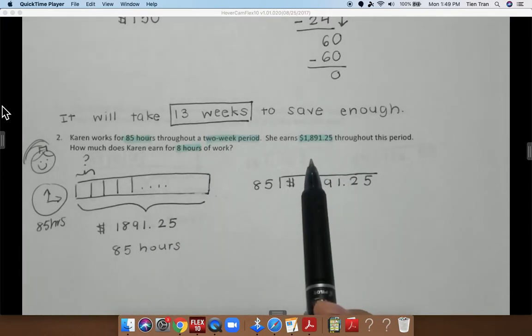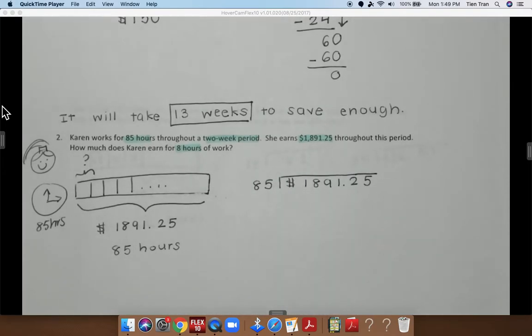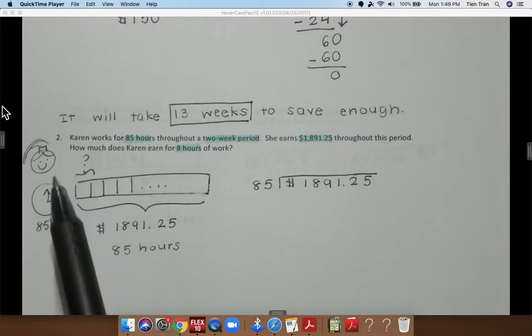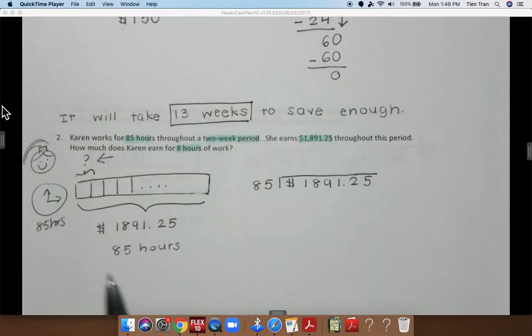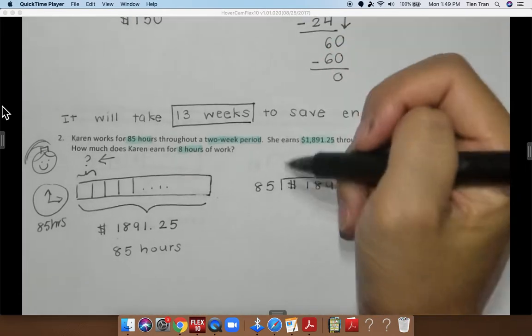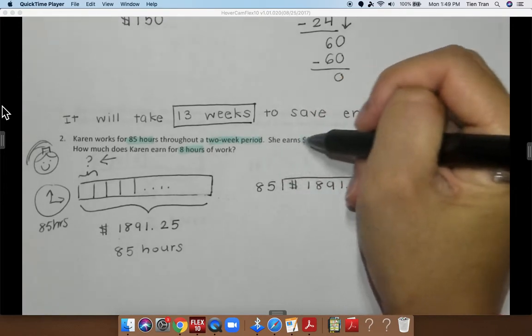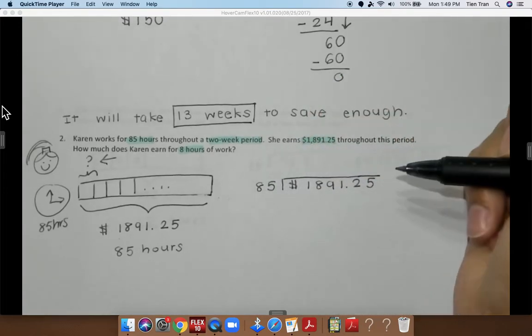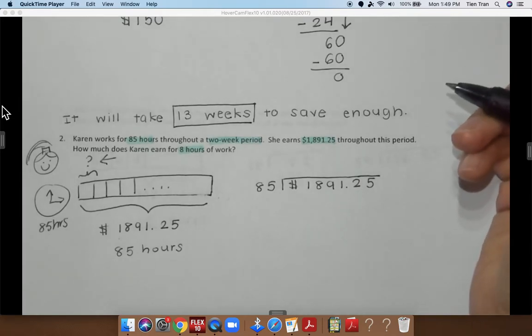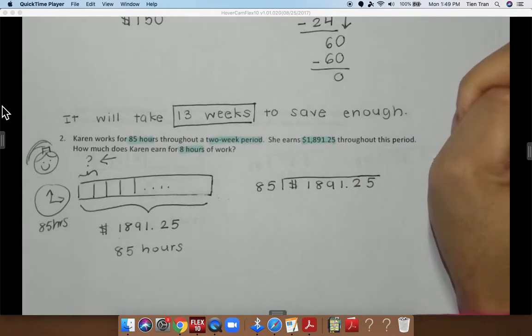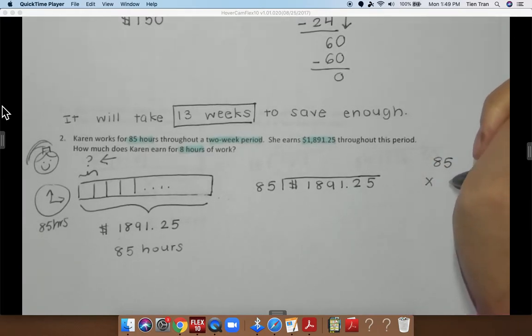So to figure that out, I need to make sure that I am first representing 85 hours. This is 85 hours right here. But I need to figure out how much 1 is equal to. This is what I'm figuring out right here. To find that out, I'm going to divide $1,891.25 by 85 hours, because then I'll figure out how much she is making. So 85 cannot go into 1, 85 cannot go into 18, but 85 can go into 189. How many times can 85 go into 189? I'm going to multiply 85 times 2 and see if that works.